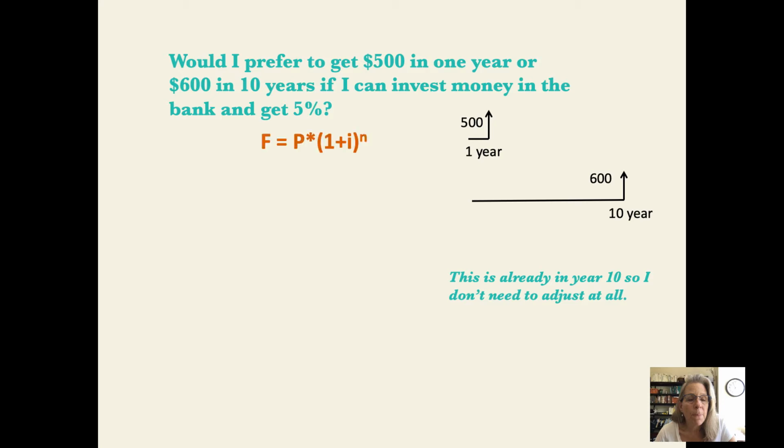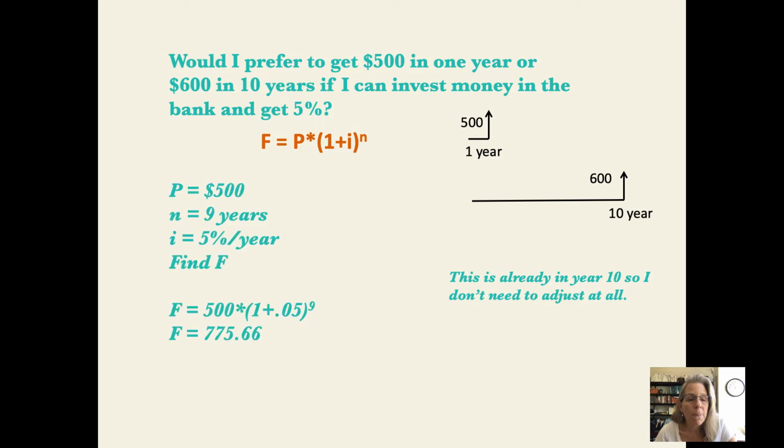But the other one, the $500, I do need to adjust, and I'm going to use this equation. I'm going to make it into a cash flow that occurs in year 10. So I'm going to find my P value is 500. The number of years is 9. So I'm going to year 10, but this is already occurring in year 1, so the number of years I need to move it is 9. And I'm going to have 5% a year because that's defined in the problem, and I'm finding F.